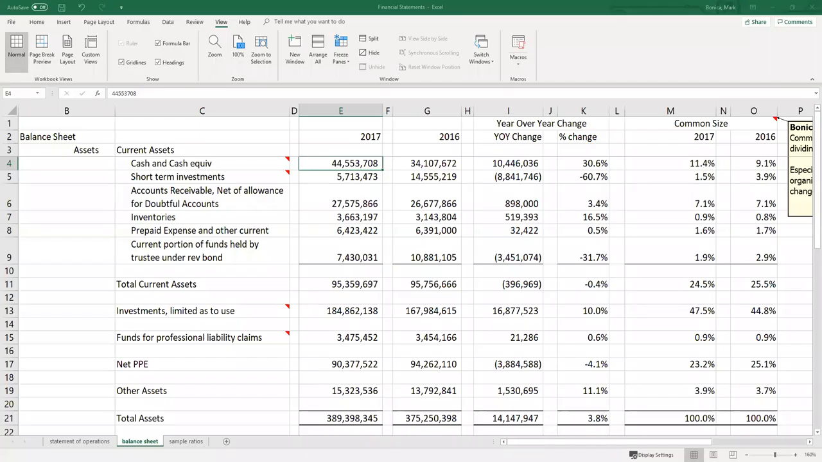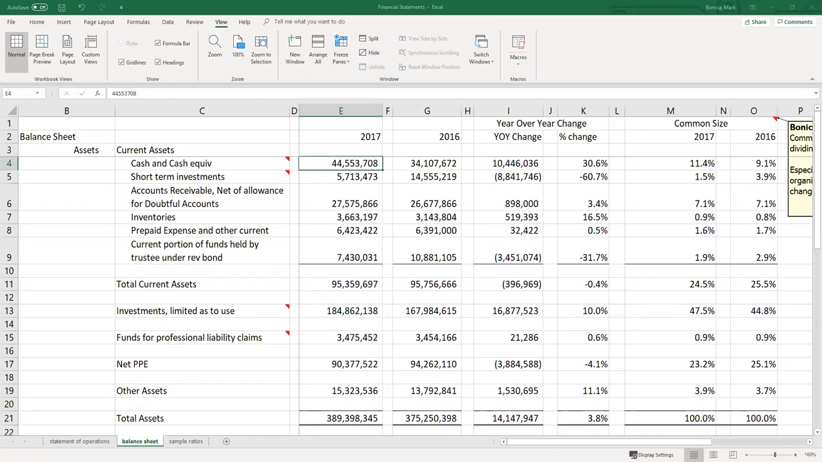This video is going to focus on the balance sheet, one of four common financial statements used in all large organizations. While I'm going to focus on the balance sheet here, I've already done a video focusing on the statement of operations, or the income statement. And I'll be doing one more video looking at some sample ratios used for ratio analysis.